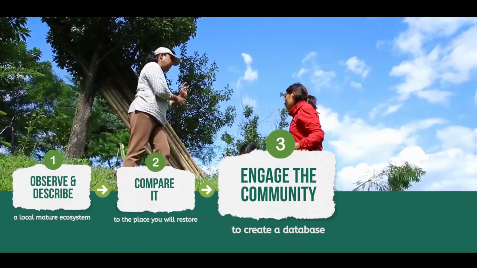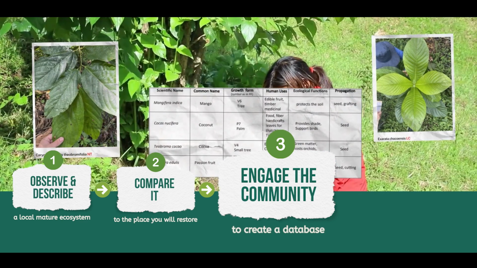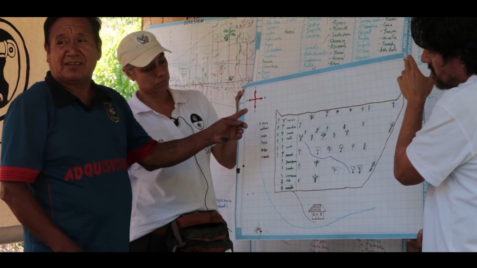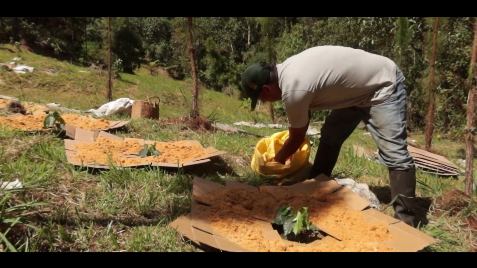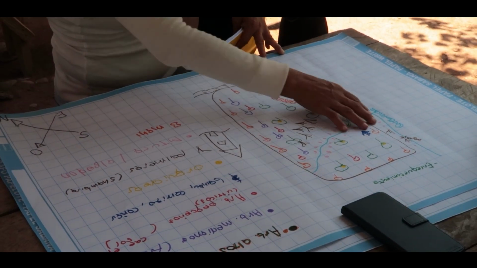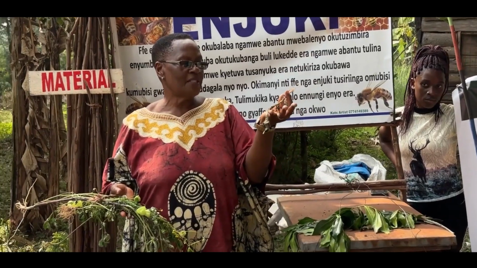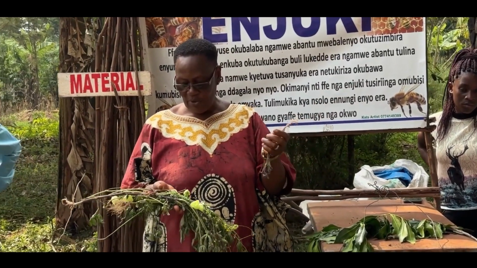3, engage the community to create a database about local species and their functions. Take this time to really listen and learn. Think for a moment. Who knows best about the land you want to restore? Invite the community elders, the women, the local collectives to share knowledge about the plant species and their functions.